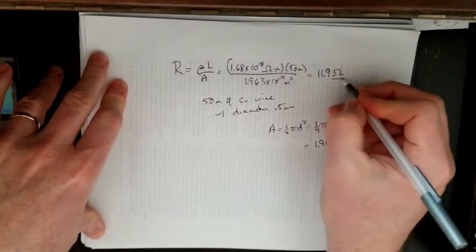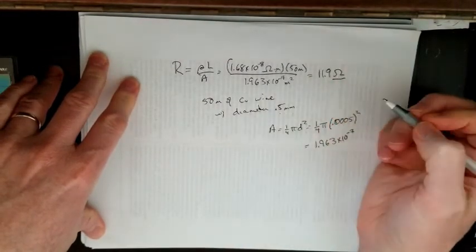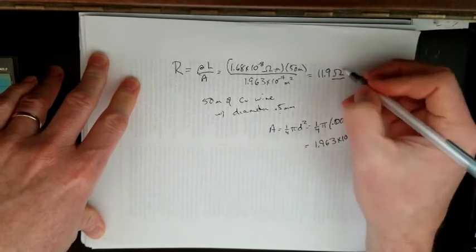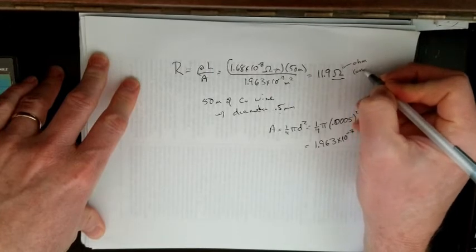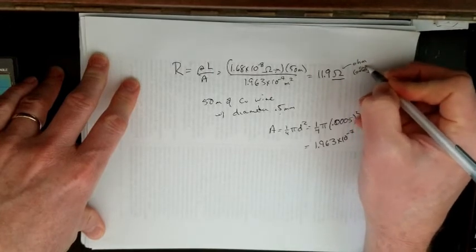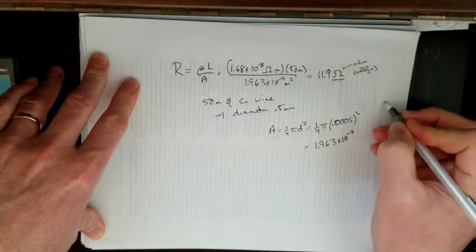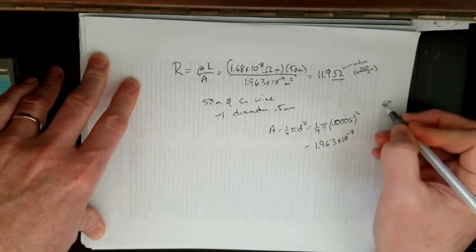So the unit is ohms, named after Ohm. The symbol is an omega, so this is an ohm. And the symbol is a capital omega, as opposed to the lowercase omega, which looks kind of like the W.